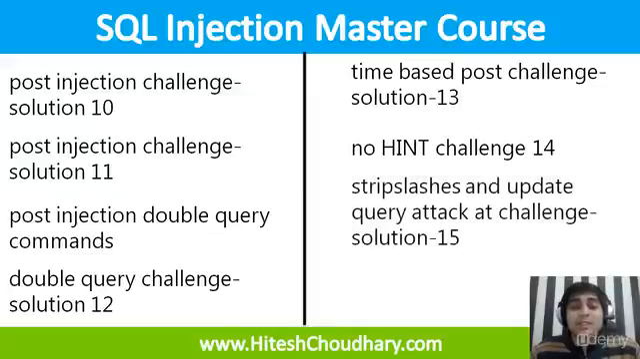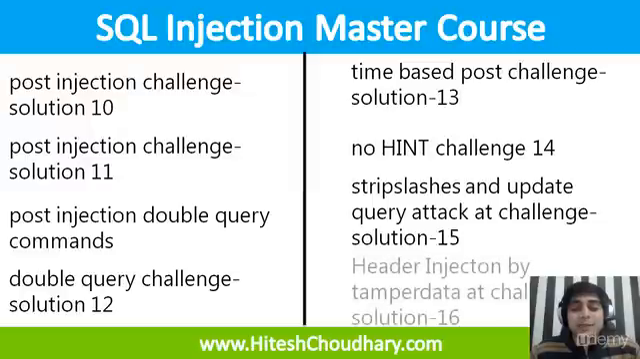After that, we will use the stripslashes and update query attack at solution number 15. In case you don't know what stripslashes is, I'll be discussing that as well in the video: how you can protect your websites from stripslashes tags, and how you can hack again if you have a stripslashes tag. So that will be about 15. After that we will be using the Tamper Data add-on for Mozilla, Chrome and anything like that, to attack the application, and particularly the headers. So I have named this header injection.